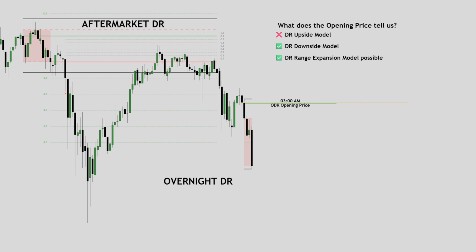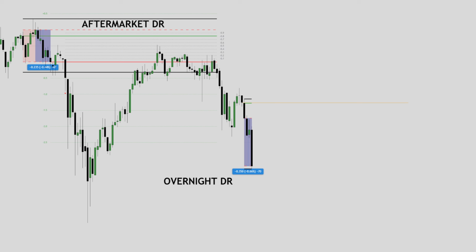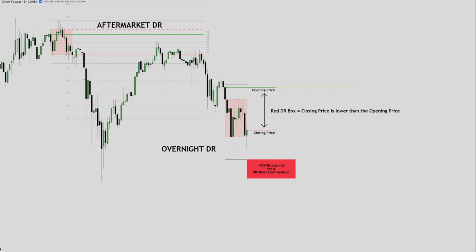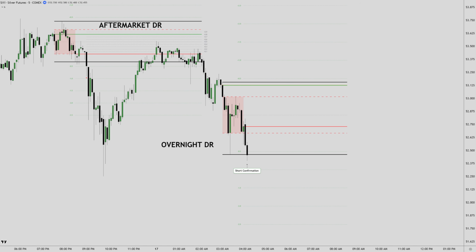20 minutes into the session, the DR box still hasn't fully formed, but look what's happening. The overnight DR is already bigger than the aftermarket DR box. That confirms a range expansion model. At 4 a.m., the box finally closes red. The closing price is lower than the opening price. That alone gives you about a 70% probability to see a short confirmation follow through. And that's exactly what happens.